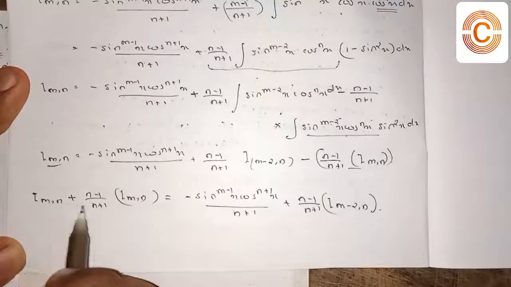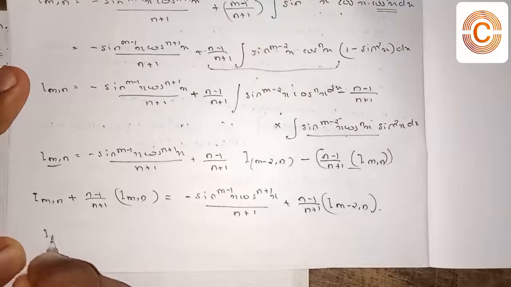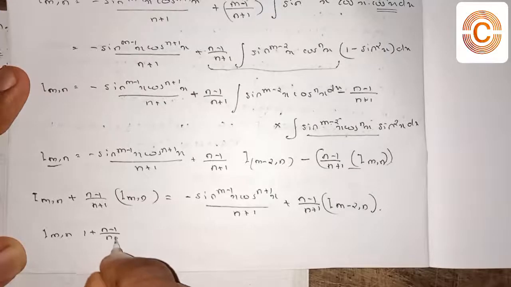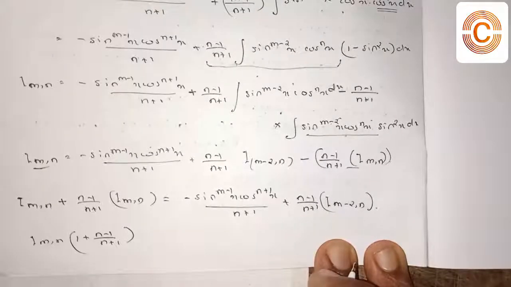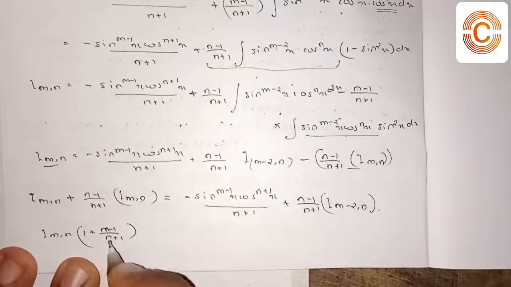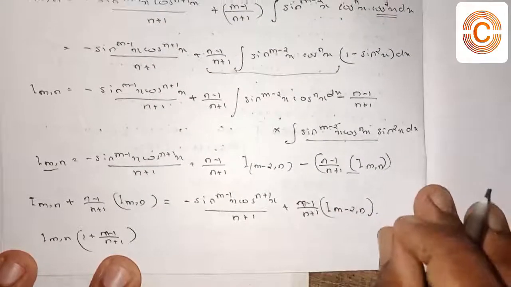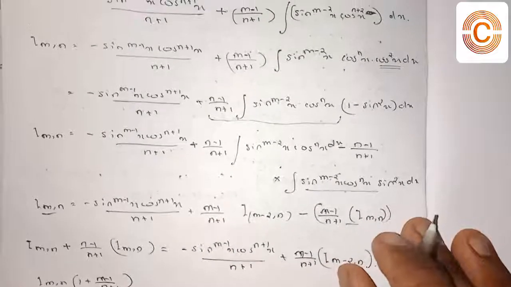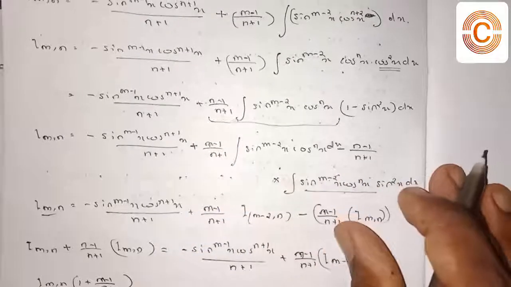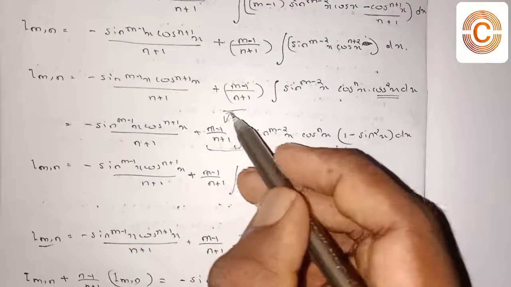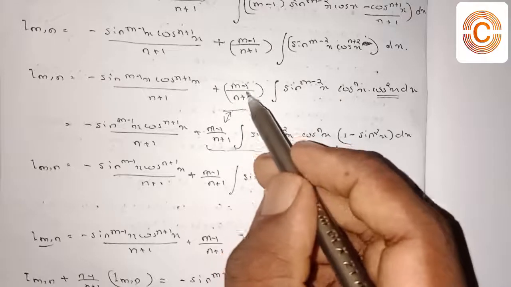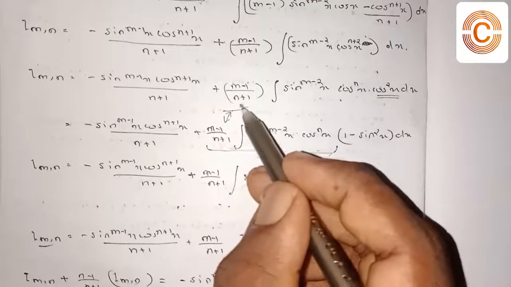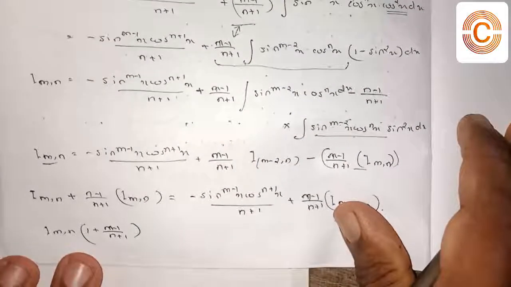So note here that I m,n is common, so take it outside: I m,n into 1 plus (n minus 1) divided by (n plus 1) here. Sorry, there is a mistake: here m is existing. I mistakenly wrote it as n. Note that in the numerator there is no n, it is m. So please check it. Here it was changed mistakenly. Here m is in the numerator, that is (m minus 1) divided by (n plus 1). I mistakenly wrote it as (n minus 1) divided by (n plus 1). So please note that mistake and correct it.